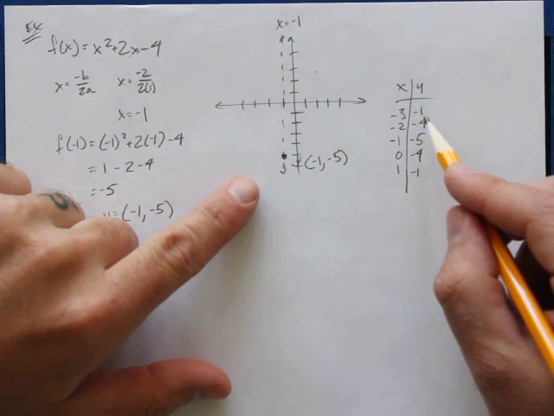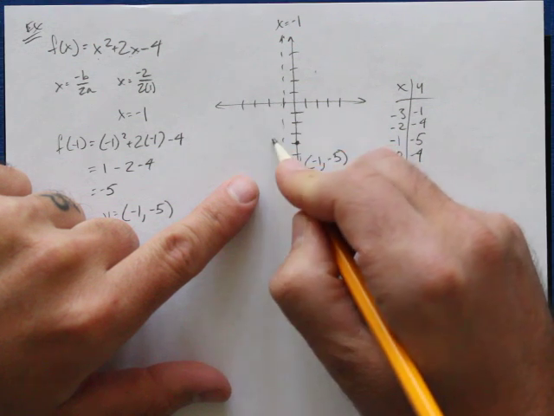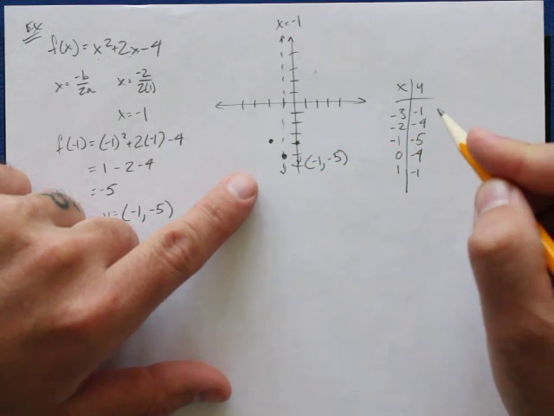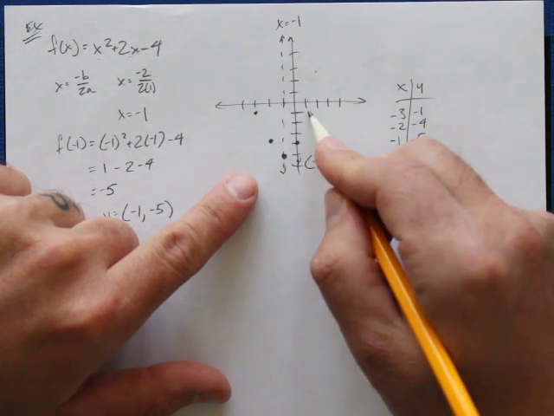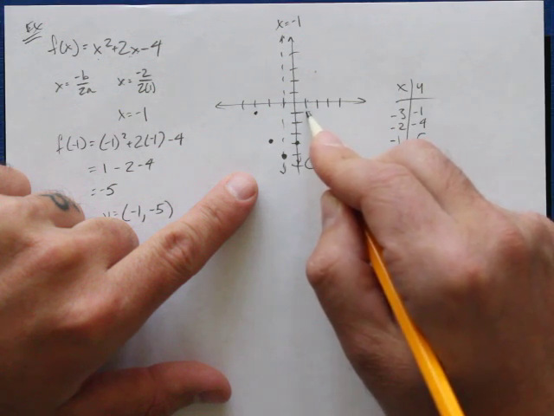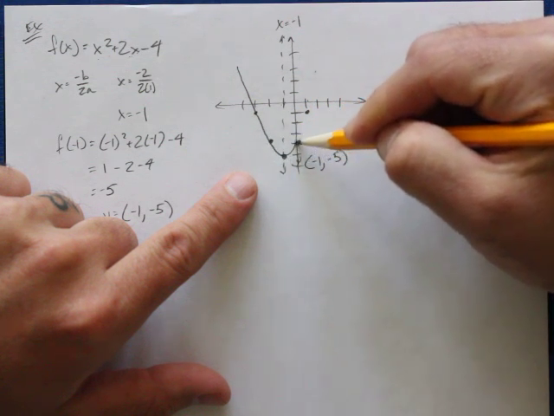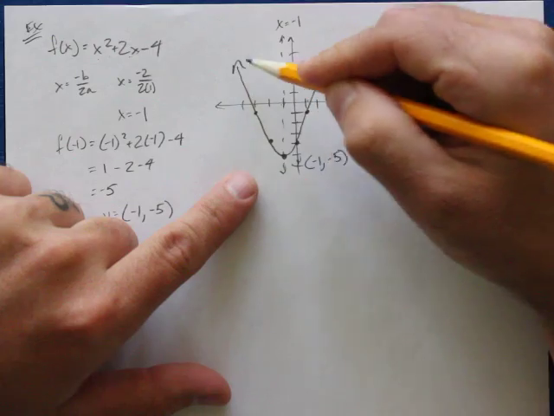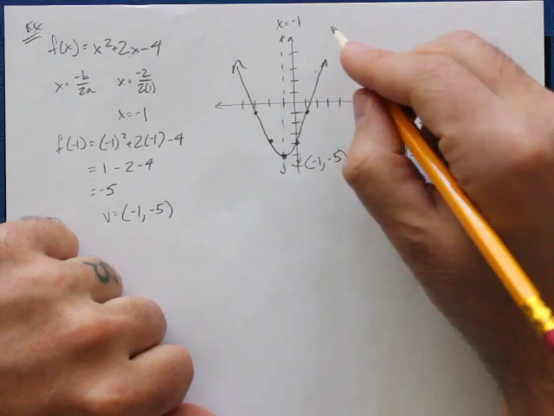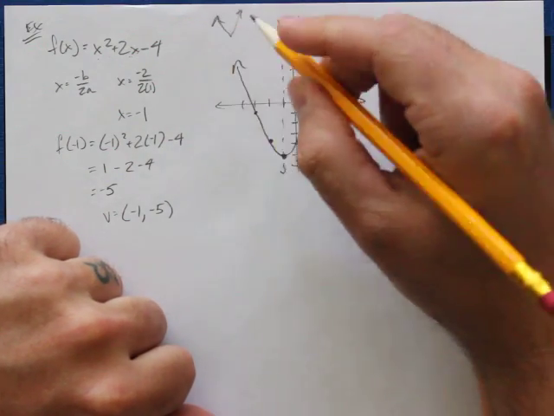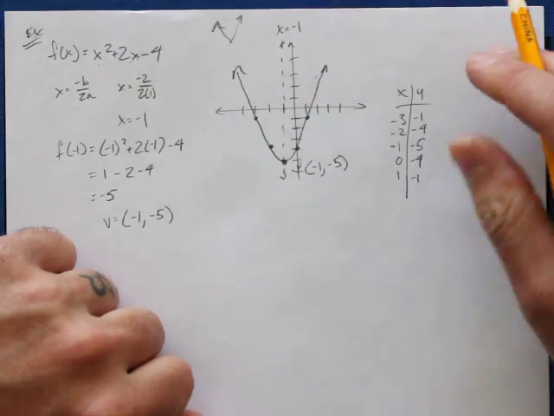So let's plot these points now. 0, negative 4 is right here. Negative 2, negative 4, right there. Negative 3, negative 1, and 1, negative 1. Draw my parabola. Notice how my parabola does not come to a point at the bottom here. It's a curved line here.